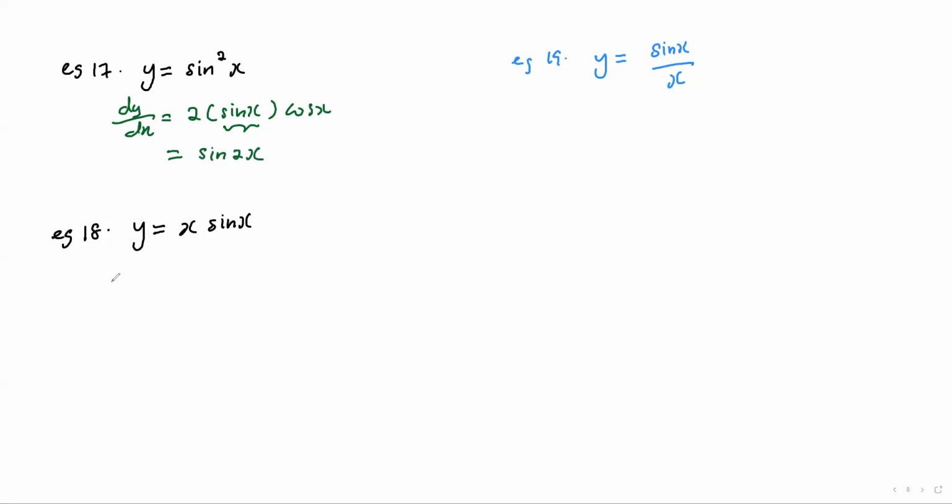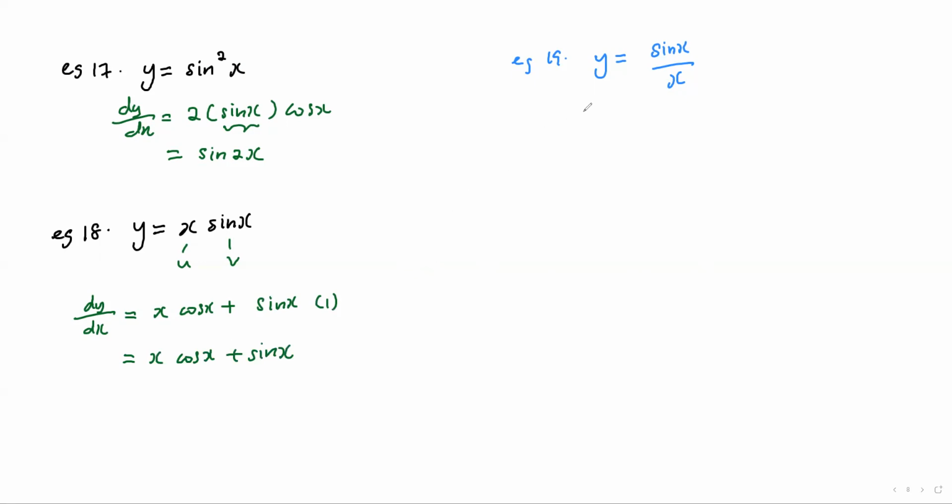And as for question 18, we can use product rule here. We can let this be u and this be v. So dy dx is u times dv dx plus v times du dx. But du dx is just 1. So the answer is x cosine x plus sine x.